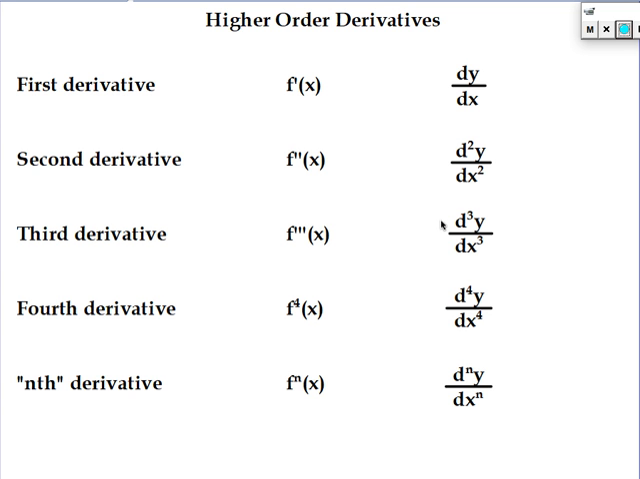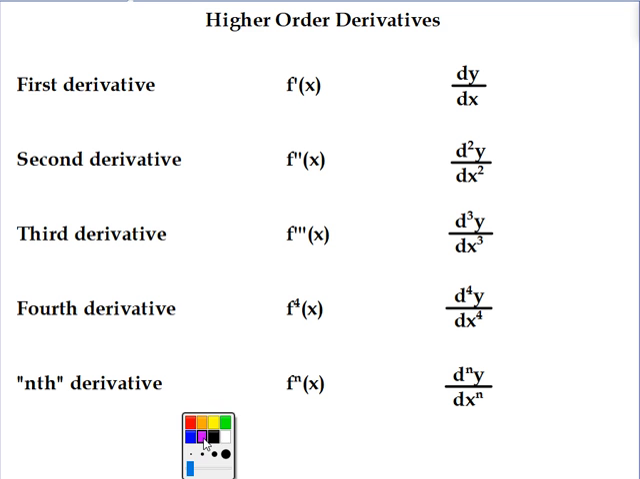Okay, so higher order derivatives just means that it's not the first derivative like we're used to taking. We're used to just finding f prime, or dy dx. We could also take the second derivative, the third derivative, the fourth. We could take the derivative as many times as we wanted, and so this would just be the nth derivative. We could take it 100 times if we really wanted to.